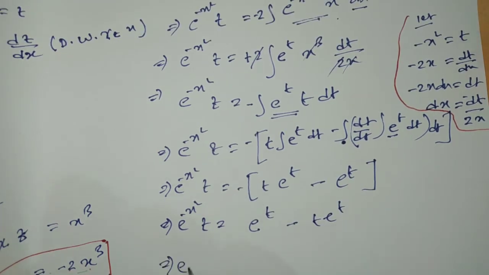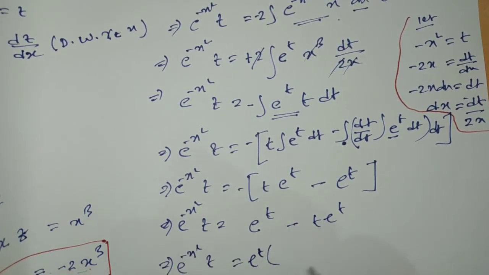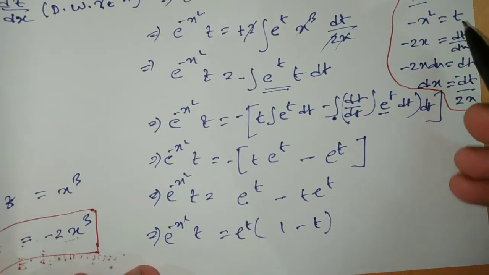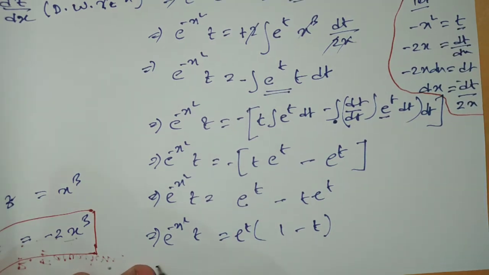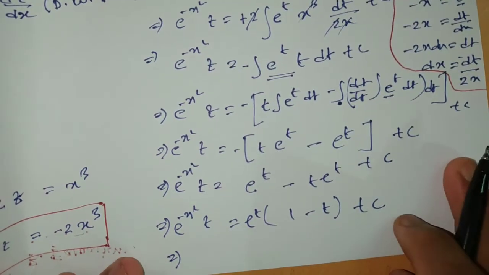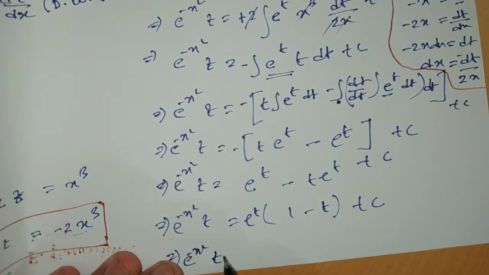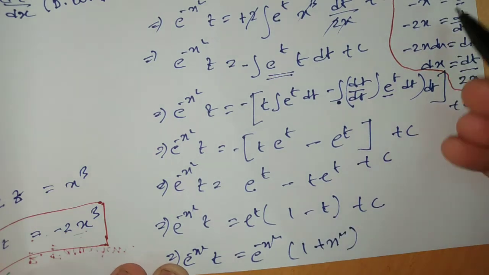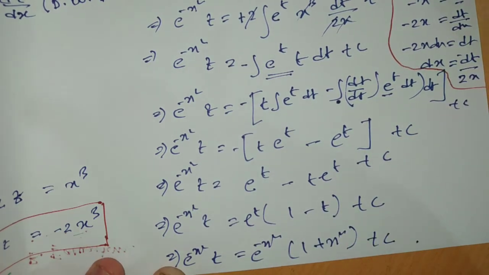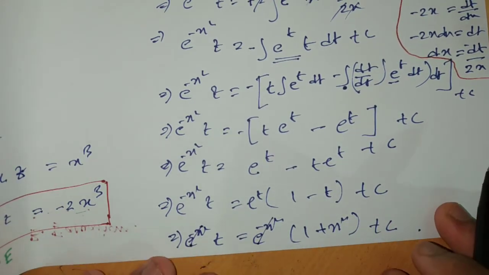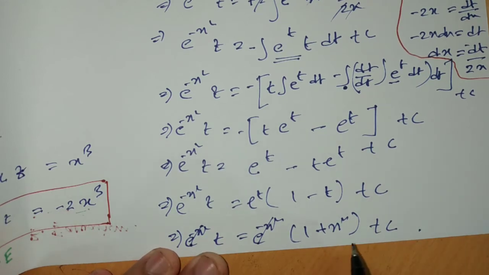So it will be e to the power minus x square z equals e to the power t times 1 minus t, isn't it? So now we need to substitute the value of t, plus c is there. I forgot to write the plus c. Okay. So it will be e to the power minus x square z is equal to e to the power t. E to the power t will be e to the power minus x square. 1 minus t will be equal to plus x square. Minus and minus become plus, plus c. Okay. So here e to the power x square and e to the power minus x square cancel. So now z is equal to 1 plus x square plus c.